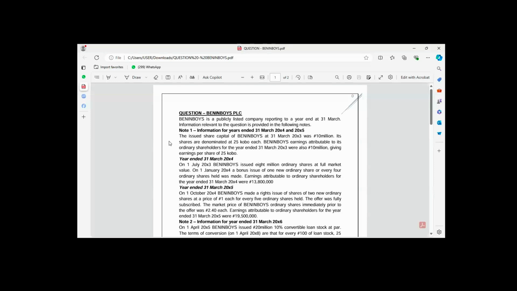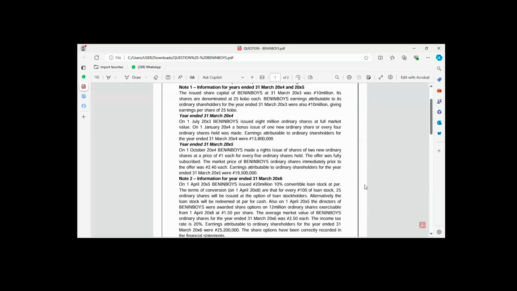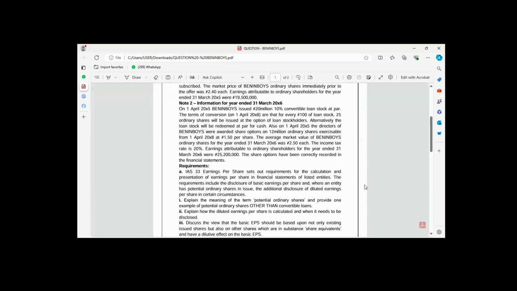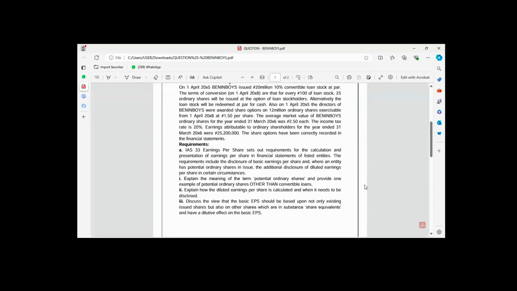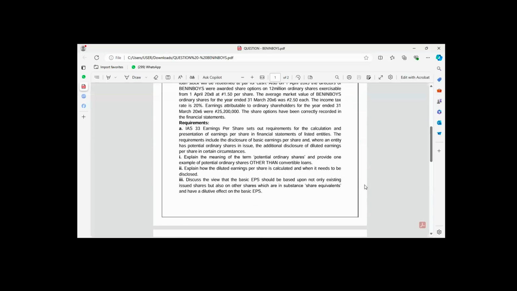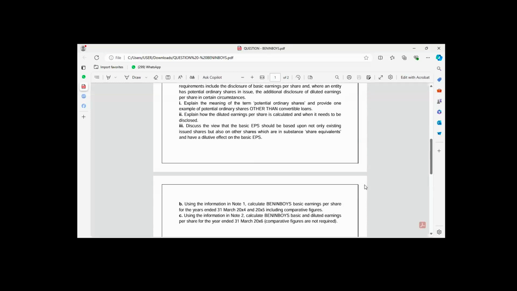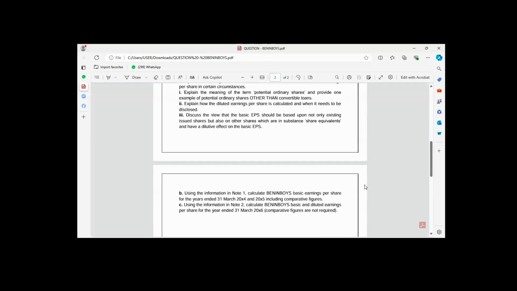This one has diluted too, but we have not gotten to dilution. So we'll keep this question on dilution, but you can be looking at it because we'll not be asking you those questions. Explain the meaning of the term potential ordinary share. Explain that when we get to diluted. Using the information in note 2, calculate basic EPS for the year and the restated, including the comparative figure. So for 2004 and 2005, I need to restate. Using the information, no issue at all.